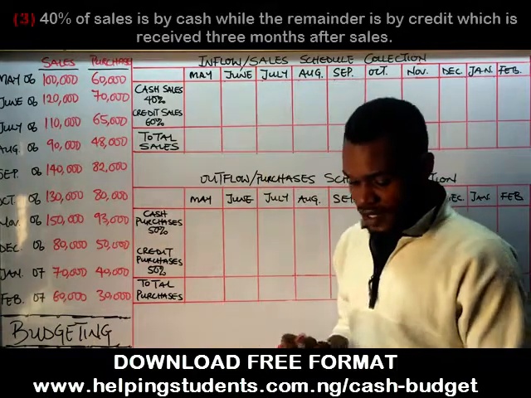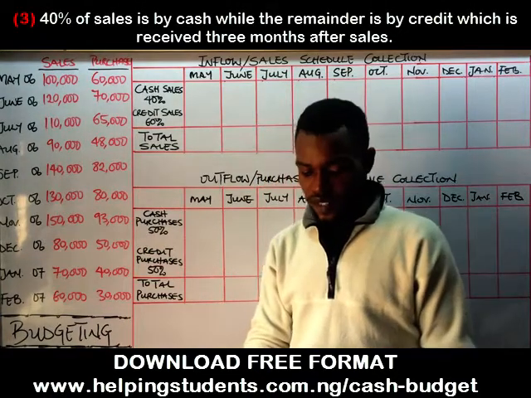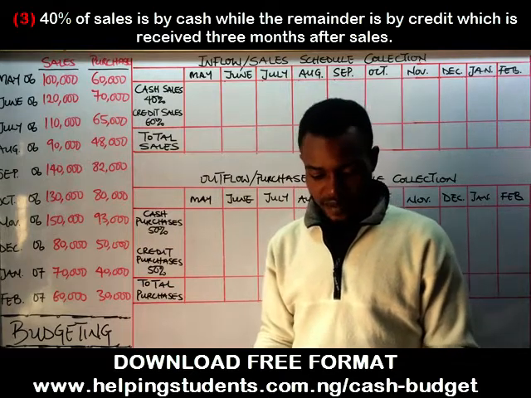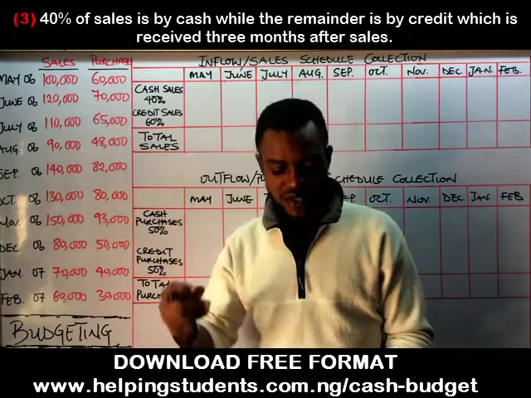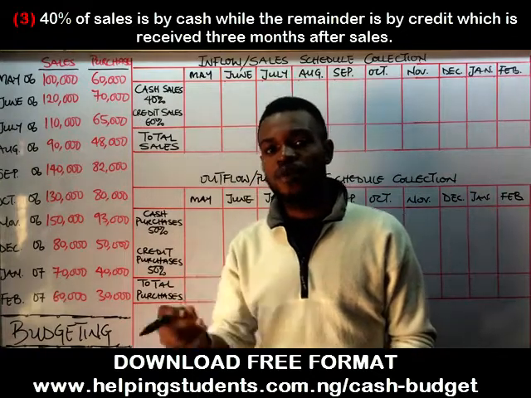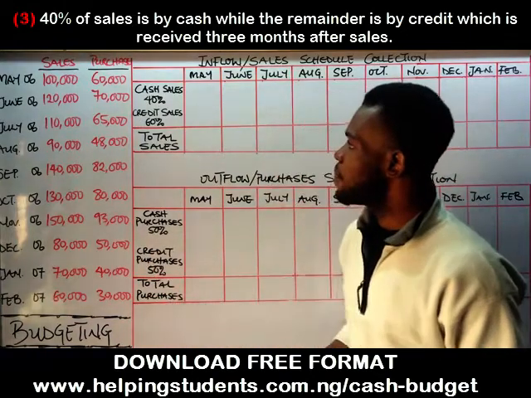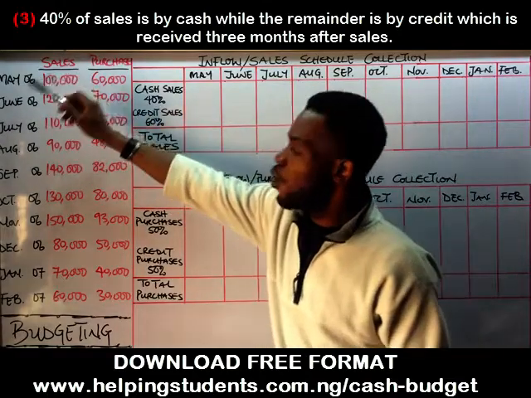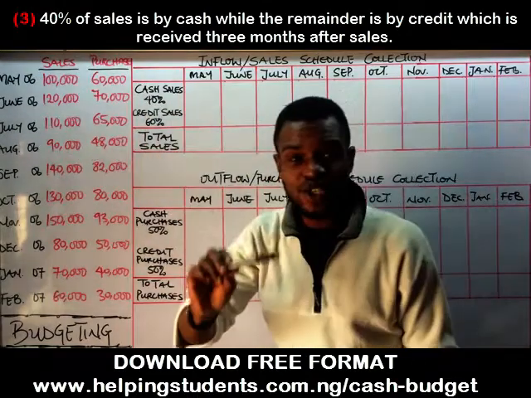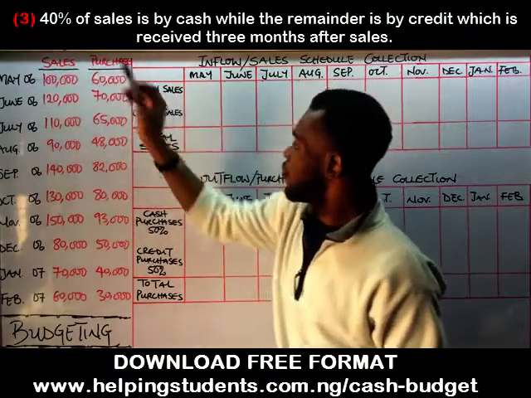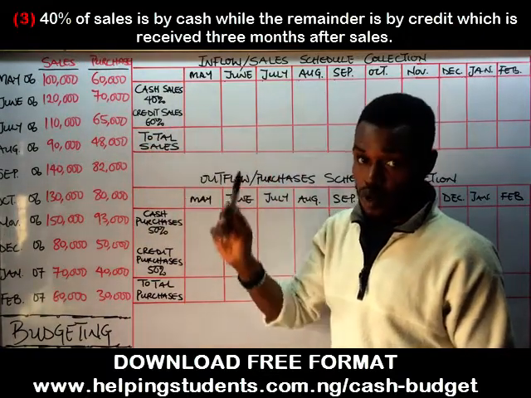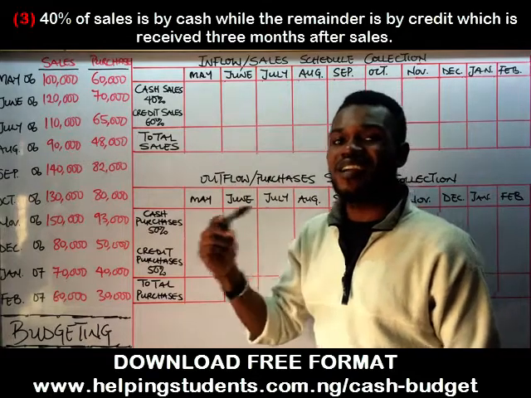The next question says 40% of sales is by cash, while the remainder is by credit, which is received 3 months after sales. What it simply means is that the transaction that was paid in May was the transaction that was carried out in May. 40% of the cash was paid and 60%, being the remainder, was not paid. All right, it was a credit sale.